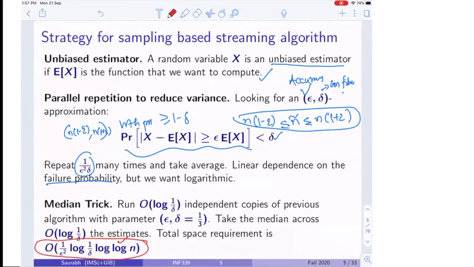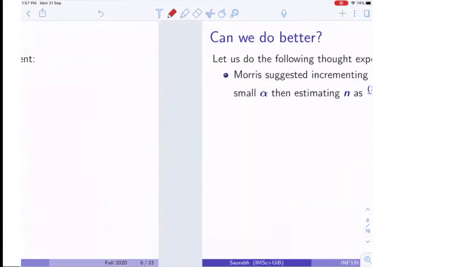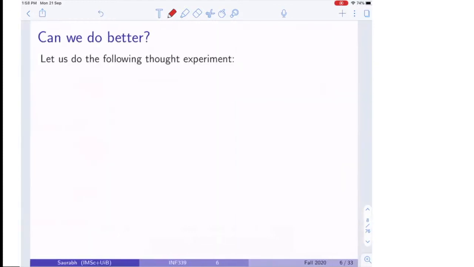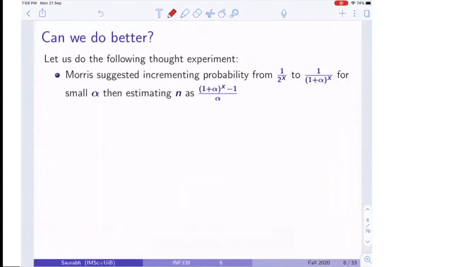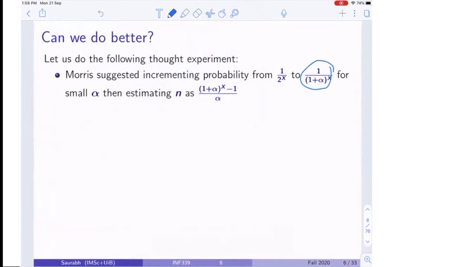So a natural question in this setting is, can we do better? Let's do the following thought experiment, which is something Morris himself suggested in his paper. Why were we incrementing with probability 1 over 2 power x? Why not increment with probability 1 over alpha to the power x for small alpha, then estimate n as (1/alpha)^x minus 1 divided by alpha? You can show that this is also an unbiased estimator.